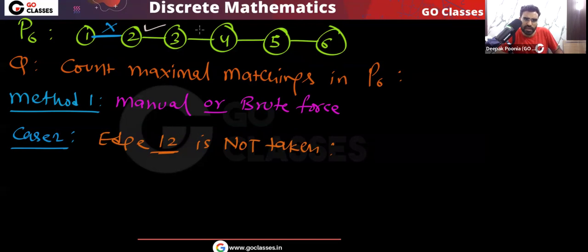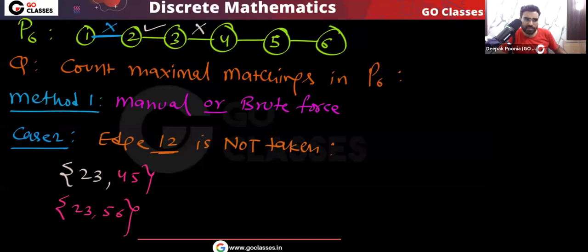After taking this 2 3, I cannot take this 3 4. Okay, yes or no? I cannot take 3 4. Now either I can take 4 5, or I can take 5 6. That's it. So in this case number 2, we got two maximal matchings.